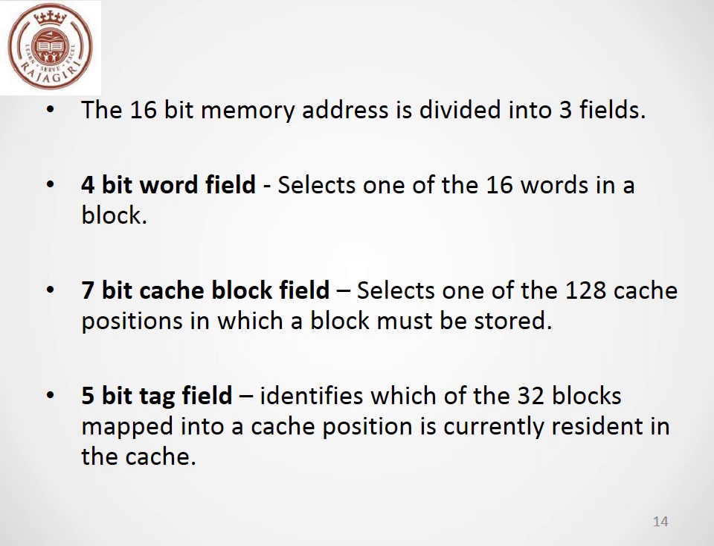And the last one is the 5-bit tag field. It is used to identify which of the 32 blocks that are mapped into the same cache position is currently resident in the cache. For example, we know that there are 4096 blocks in my main memory. Out of these 4096 blocks, 32 blocks each are mapped into one cache block position. So, which of those 32 blocks is currently residing in a particular cache block position? That can be identified using this 5-bit tag field.